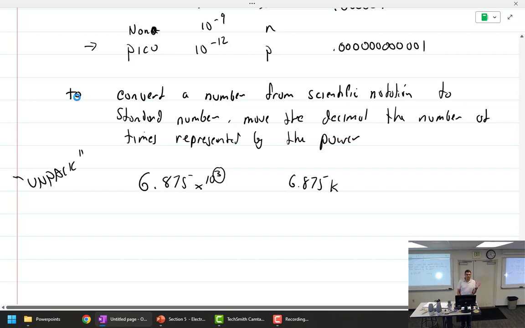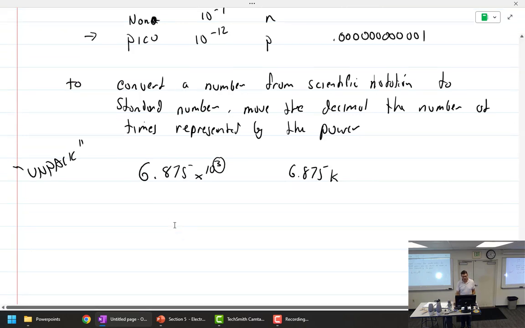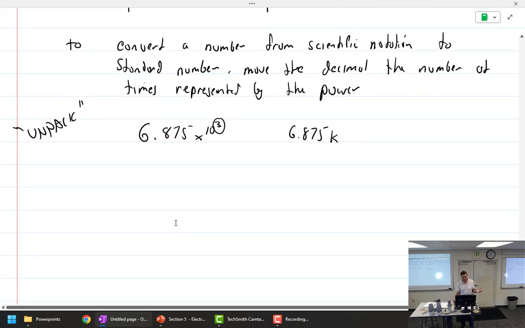I don't like to talk about moving it to the right or to the left very often, because it can get very confusing when we start packing it back in and changing a number to another one. Was that left? Is that right? I just like to say unpack. I have a number that's 6.875, and I'm going to write it into a standard number, which means to unpack it. Is this number, when I'm all done, going to be bigger than 6.875 or smaller than 6.875? Bigger. It's got to be bigger. So to make it bigger, I got to move the decimal place to the right.